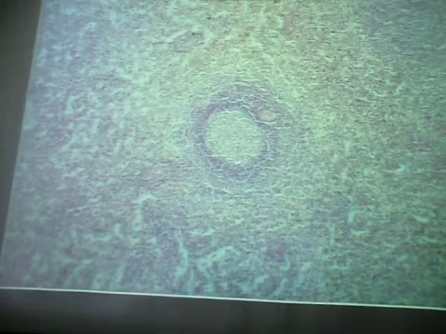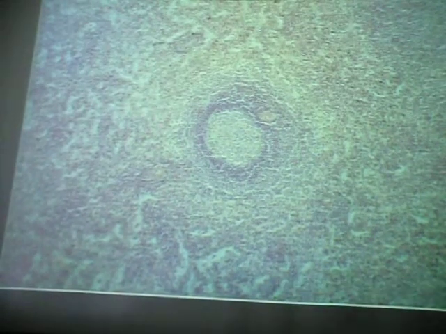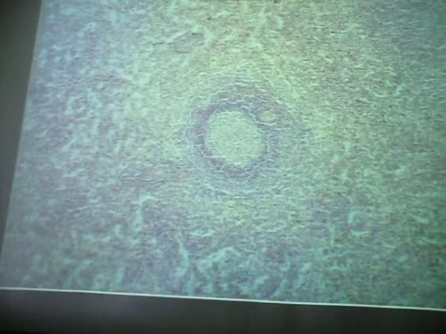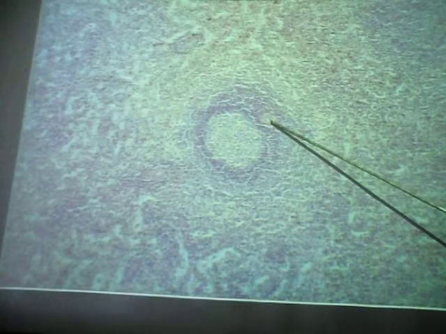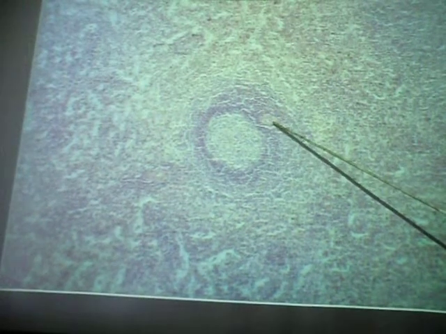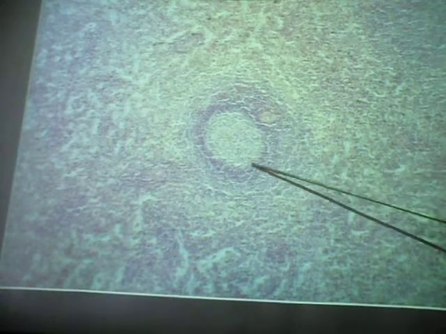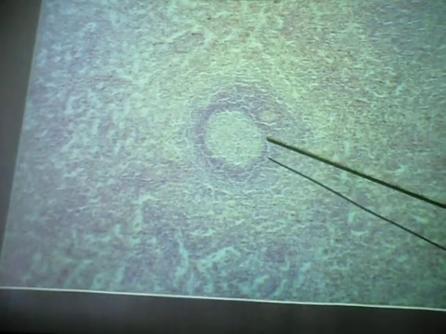Okay. Any questions? Say that one more time, I couldn't hear you. I said, there's your central artery, little pink donut. Okay? The region of which it is a part is the white pulp. And there's your secondary follicle. Okay?